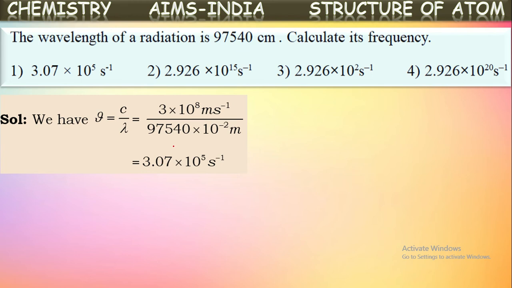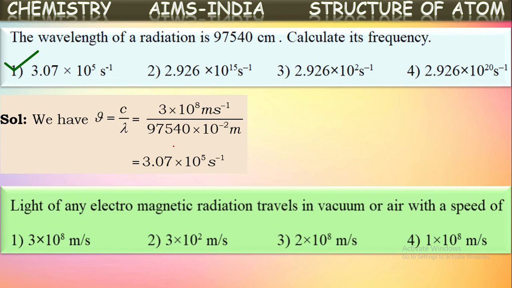Where is it given? What will be the correct answer now? Yes, first one. Okay, next, one more question. Light of any electromagnetic radiation travels in vacuum or air with a speed of. Yes, almost all the electromagnetic radiations will travel with the same speed. That is equal to velocity of light. What is that velocity of light? 3 into 10 to the power of 8 meters per second, or 3 into 10 to the power of 10 meters per second. Where is it mentioned?